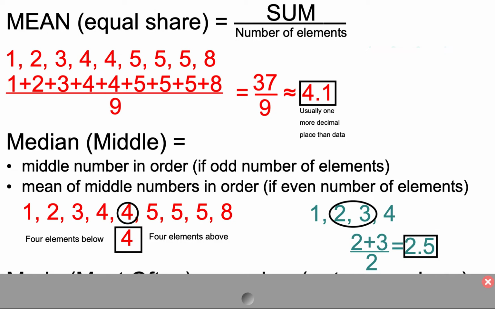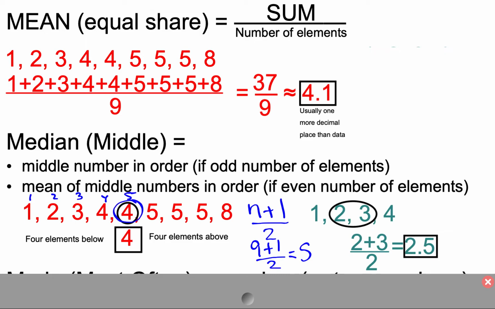Now, because there are 9 elements, you can find the position of the median if you take the number of elements plus 1 divided by 2. In this case, the number of elements is 9. 9 plus 1 divided by 2, that's 10 divided by 2. It is the 5th element. So 1, 2, 3, 4, 5. The 5th element is 4.